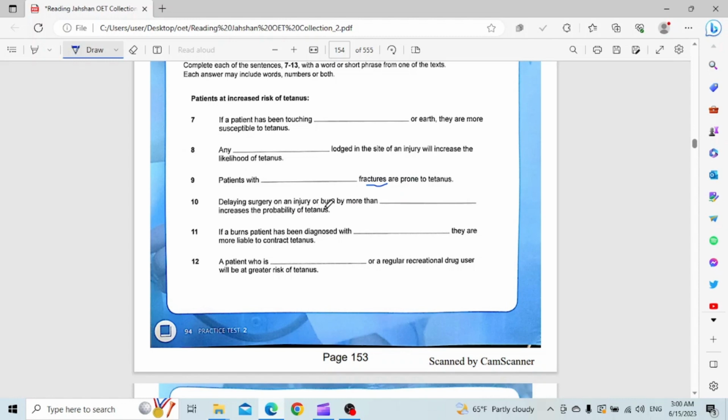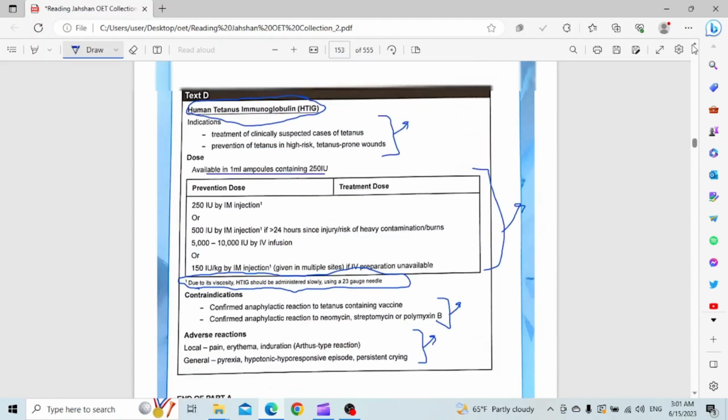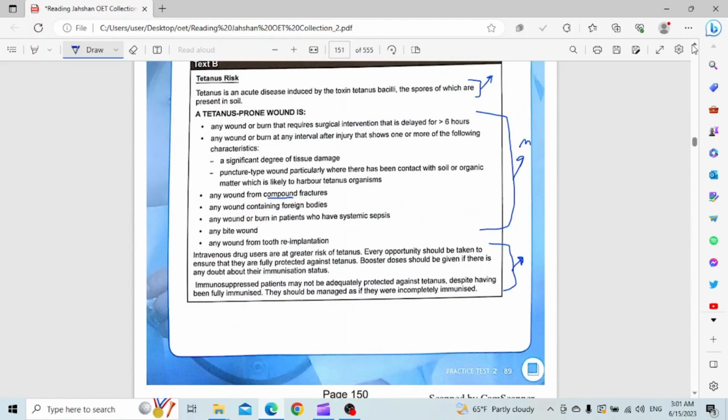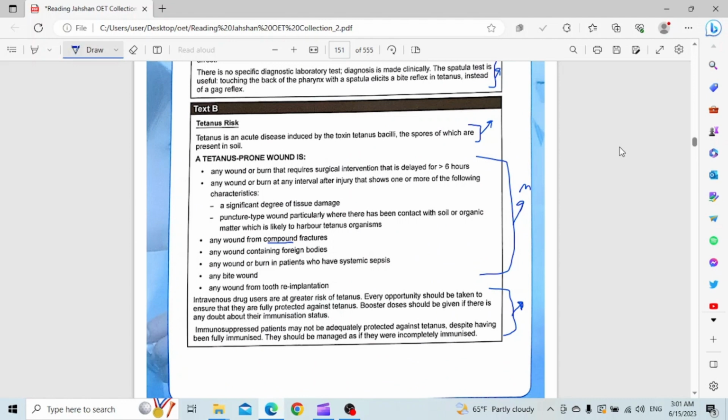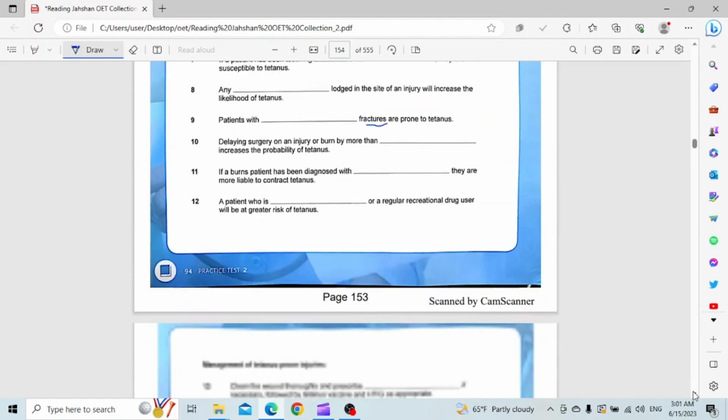Let's continue. Delaying surgery on an injury or burn by more than what increases the probability of tetanus. So this is also about risks, and I'm looking for a time. So I go back. I'm looking for a time. I think that you are getting more interactive with it. Surgical intervention is delayed for more than 6 hours. So my answer would be 6 hours. Then I go back.